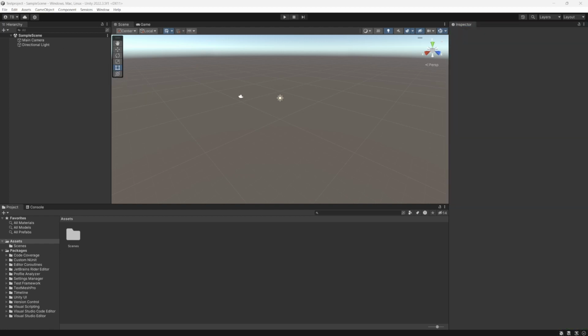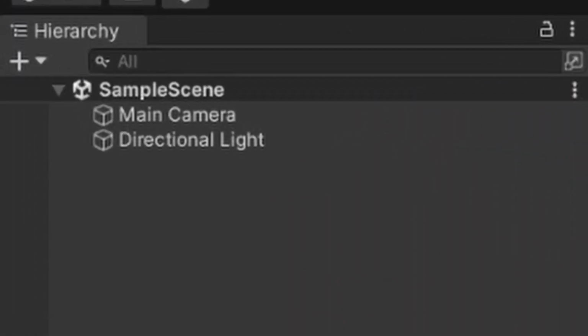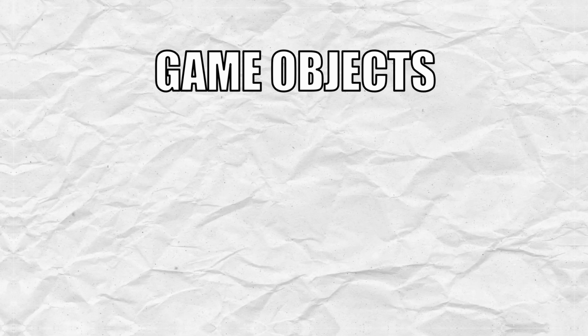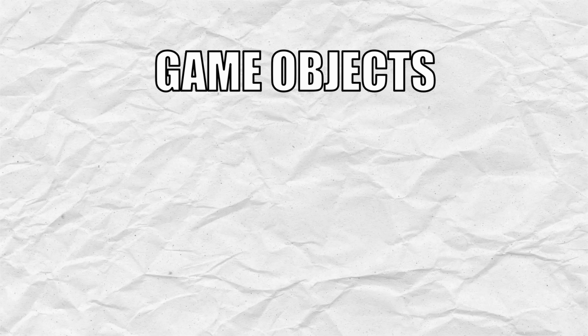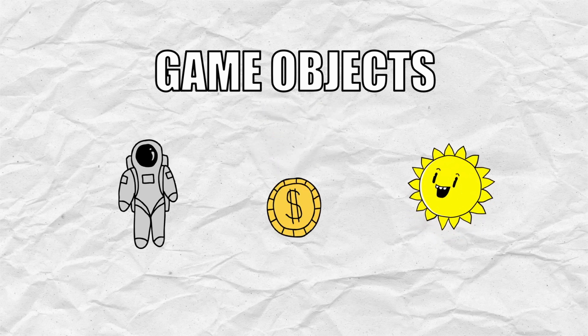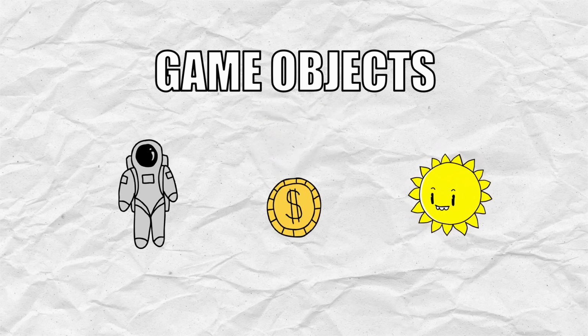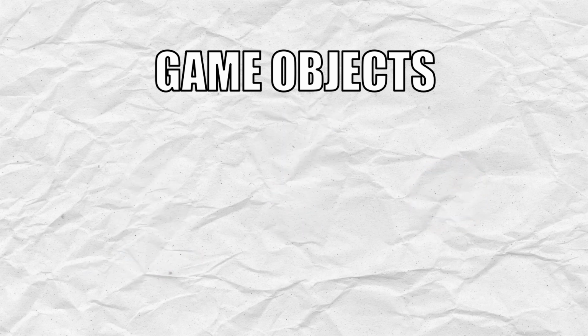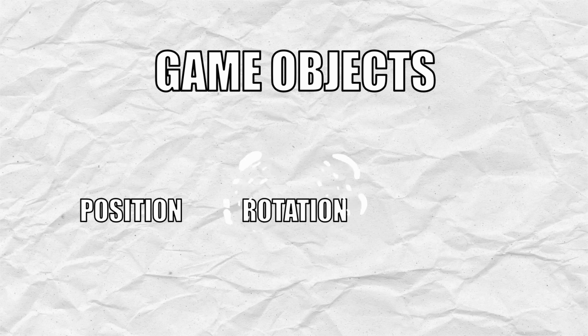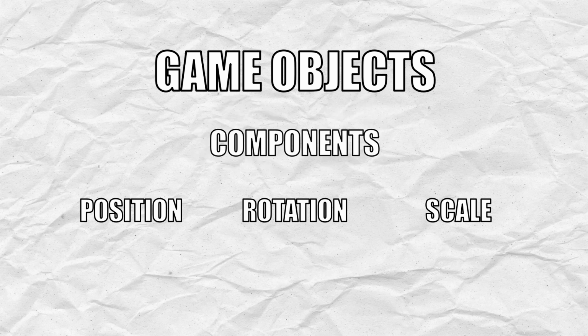Now that we have an overview of the Unity editor interface, we can learn more about the objects in the hierarchy panel, the game objects. In Unity, game objects are like the building blocks of your game. They can be characters, items, lights, or even hidden things that make your game work in the background. All of these things are game objects, and each game object has a position in the scene, a rotation, and a scale. And the most important thing that differs a character game object from a camera game object are the components that are attached to the game object.